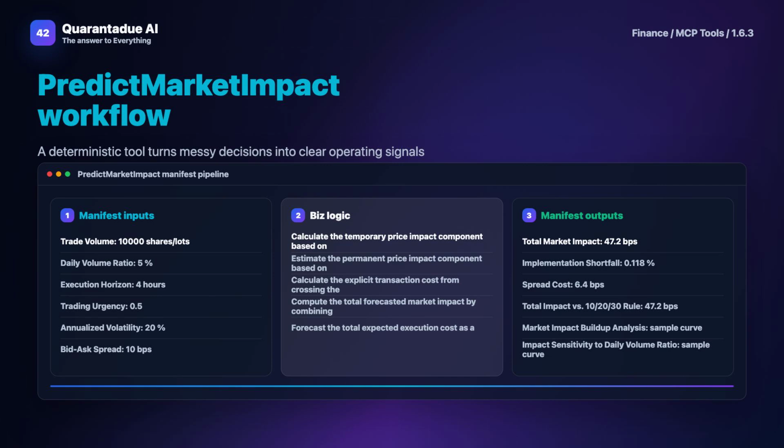Now, what does the software actually do? You feed it your trade list and portfolio. PredictMarketImpact ingests live market data and your historical executions. It establishes a dynamic baseline for expected impact. Then it calculates a forecast for your proposed trades.